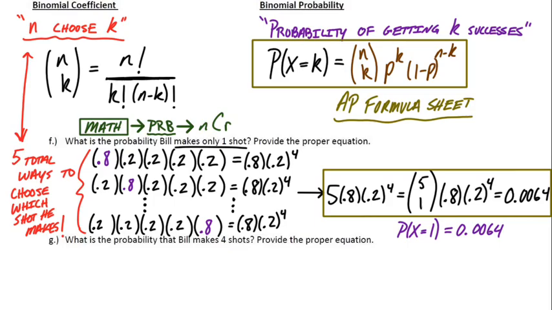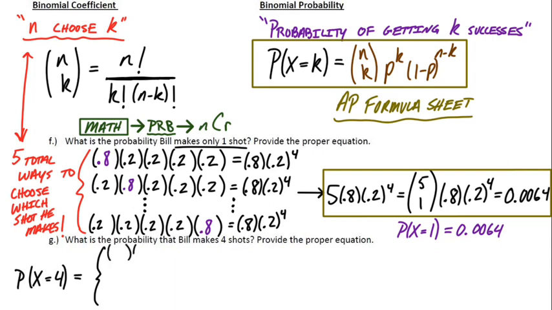Okay, part G says, what's the probability that Bill makes 4 shots? And provide the proper equation there. So the probability that X is equal to 4 in this case, because X is the number of shots Bill makes. So let's start the same way. It says Bill makes 4 shots, which means he must miss one of them out of the 5 shots.